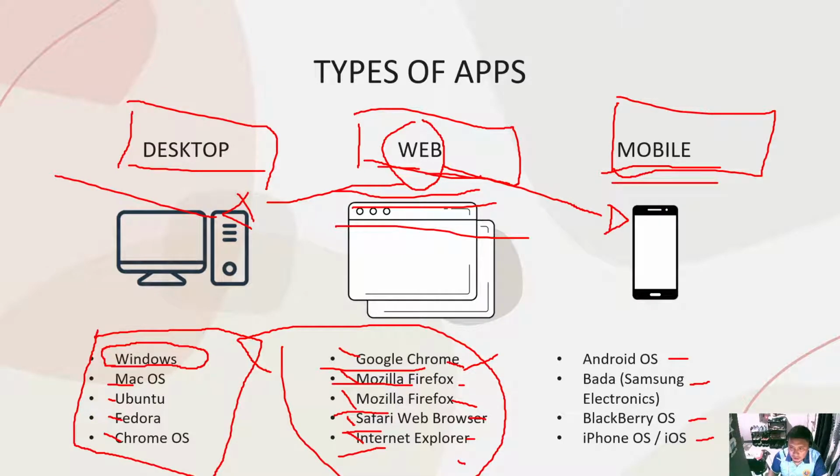So that's why we can consider why there are types of applications. The type of application that we're going to develop in our course is officially a web application. Okay, so hopefully you understand that.